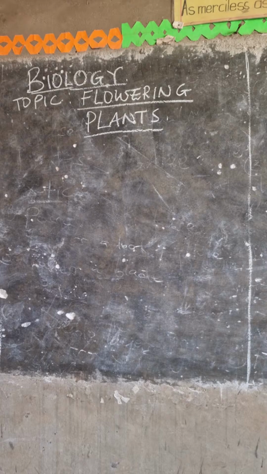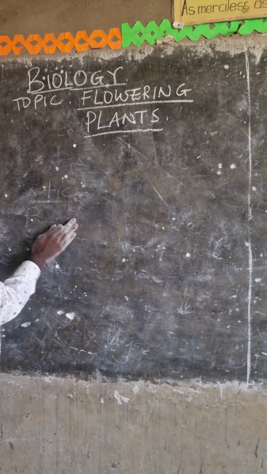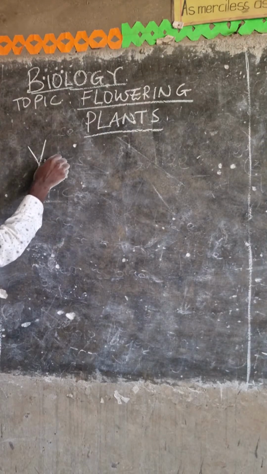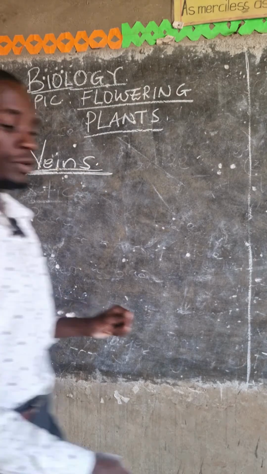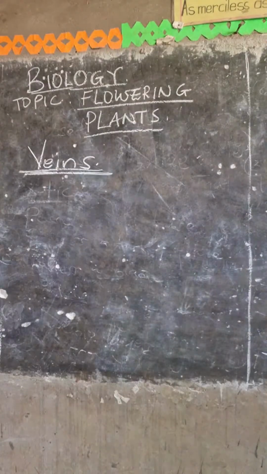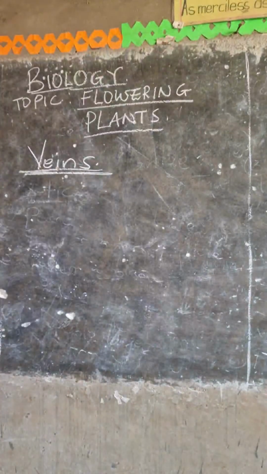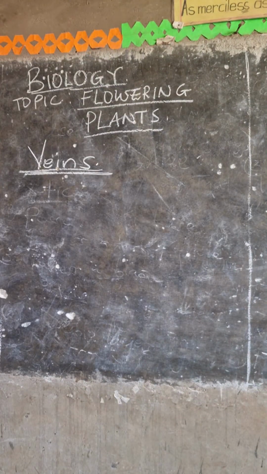We are back, we are live streaming, again looking at biology. Let's start with specifically the veins. We were talking about the veins previously when categorizing the plants into monocotyledonous and dicotyledonous. I want us to look at the veins.